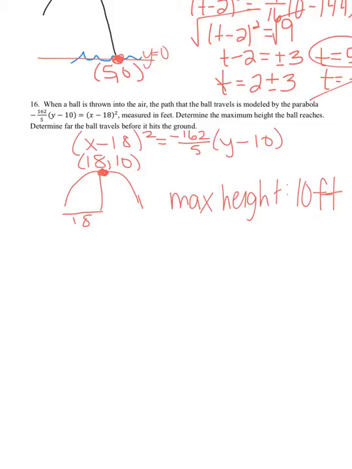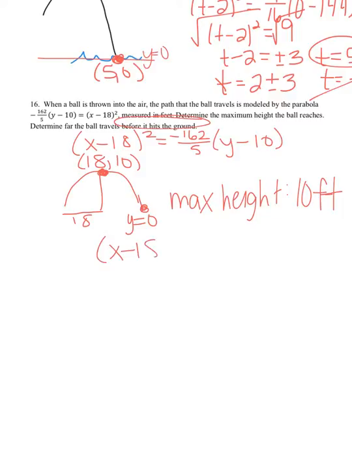The second question: determine how far the ball travels before it hits the ground. So how far it travels, that's the horizontal distance, right? How far does it go horizontally? So you're solving for x when it hits the ground. That means you have to plug something in for y if you're solving for x. The height of the ground is 0, so y equals 0.